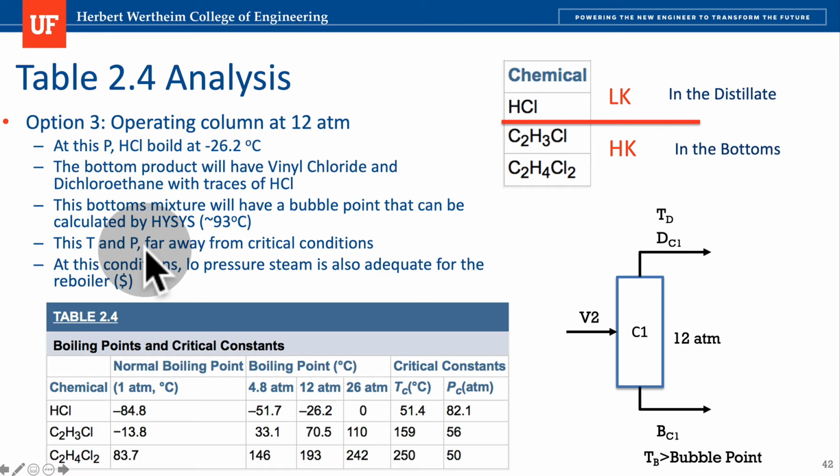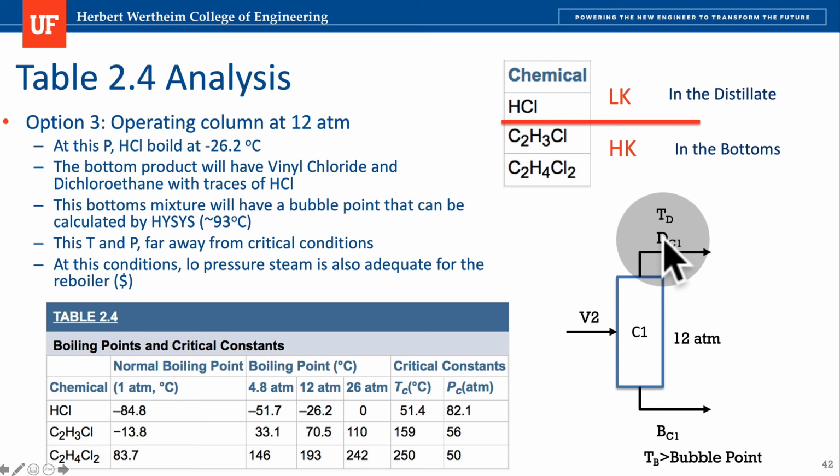At this temperature and pressure, it is far away from critical conditions. In this particular case, all of them are far away. If you consider just the mixture, which is the dichloro and the vinyl chloride, and you calculate that boiling point, it is going to be 93. So the conditions are also far away from critical. At this condition, low pressure steam is also adequate for the reboiler. So we are saving some money. We don't need high pressure steam to meet the 93 degrees.